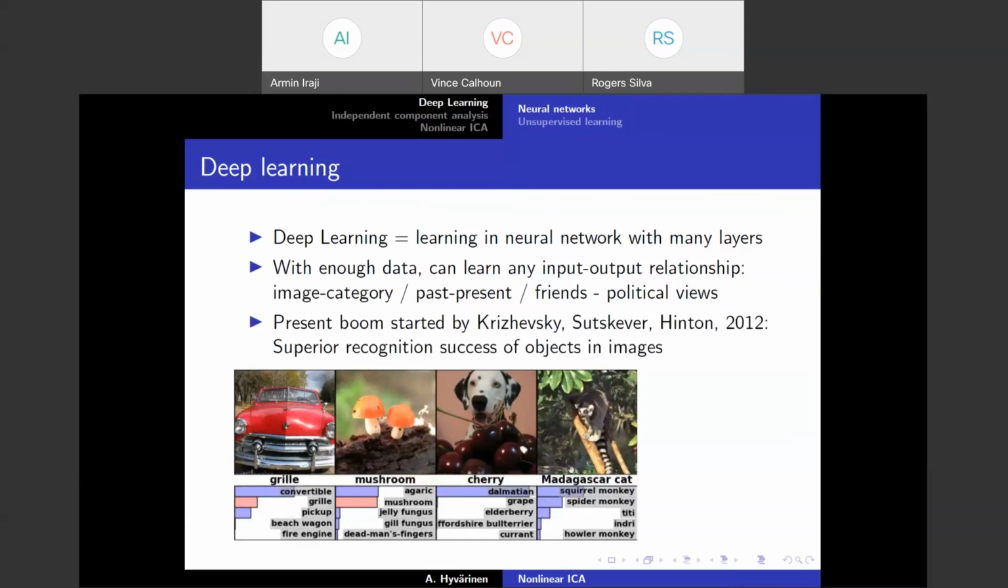Or you can predict the future by associating past and present. Or on the internet you can do all kinds of weird things, like predict a person's political views based on their Facebook friends or something. So the present boom was really started by this paper by Krizhevsky, Sutskever, and Hinton in 2012, where this picture is from, where they showed that this kind of a deep learning network has superior recognition success of objects in photographs or images compared to any existing method.